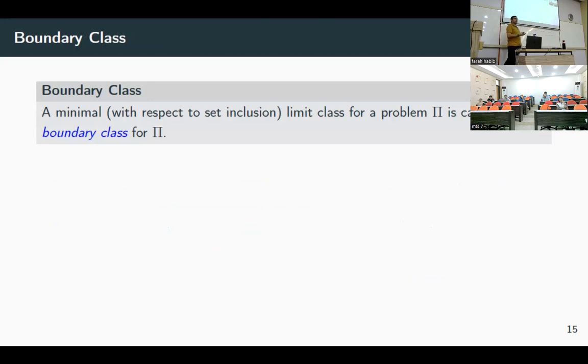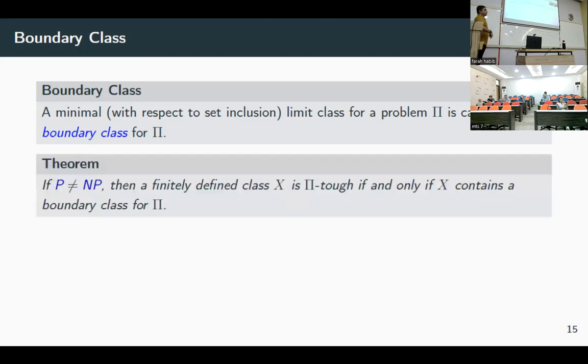Okay, so we say that a minimal limit class with respect to set inclusion for the problem pi is called a boundary class for pi. Just as we talked about the limit class, we call that limit class a boundary class. A limit class is basically a sequence of those things. So if we consider all of them, this is called a boundary class. We have one result which says that if P is not NP, then a finitely defined class X is pi-easy if and only if X does not contain a boundary class for pi. Okay. So this result will be used to come up with other results.